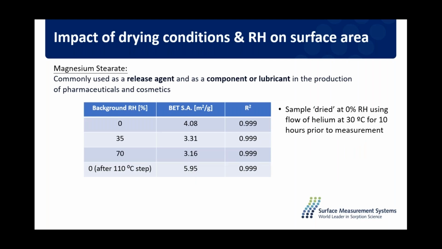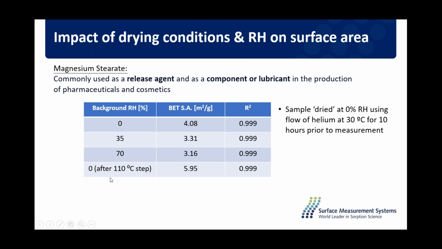Also, the drying or outgassing conditions can dramatically affect the surface area. One material that's commonly used as a lubricant in pharmaceutical materials is magnesium stearate, and it is certainly affected by the relative humidity and what the apparent or available surface area is. So at 0% RH, we get a surface area around 4 meters squared per gram. At 35, around 3.3. At 70, around 3.16.